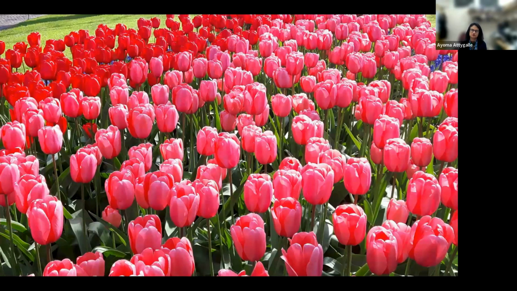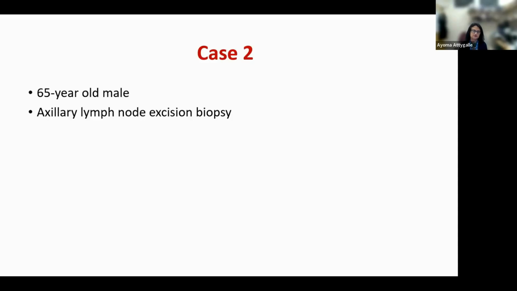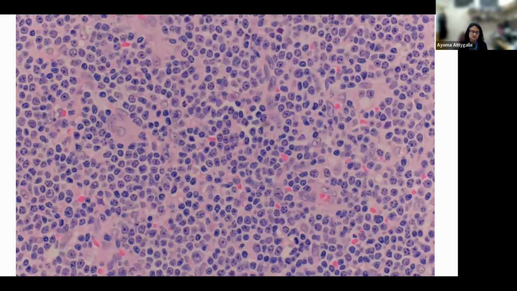So from this, I move on to the next case, which is a 65-year-old male with an axillary lymph node excision biopsy. So this also has effaced architecture, and even at this power, you can see some pale nodular areas imparting some nodularity to this lesion. And going closer, obviously you're seeing some vessels, but what you are seeing is a population of small mature lymphoid cells, but interspersed are scattered larger cells with central nucleoli.